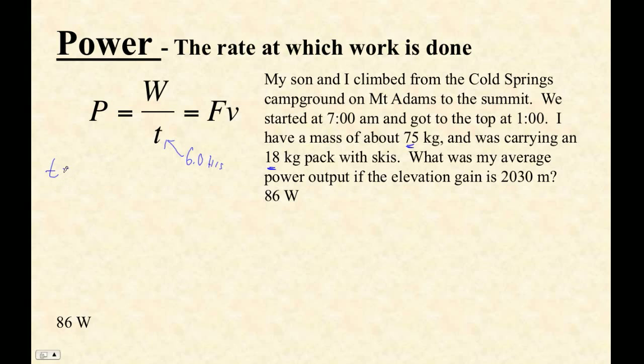The time is 6 hours times 3,600 seconds for an hour. Right, so that is 6 times 3,600. I got to turn my calculator on. 21,600 seconds. Okay, so we got the time.